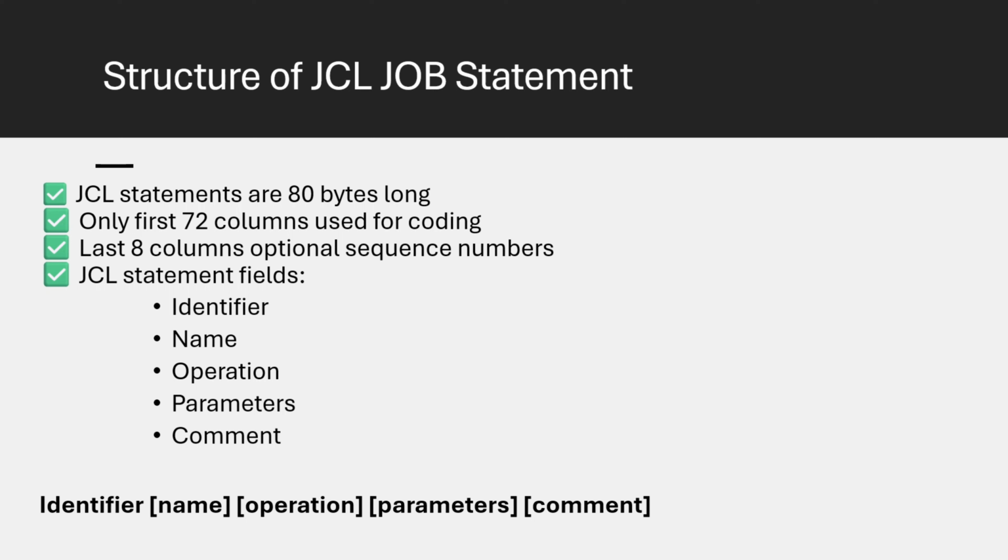Every JCL statement is 80 bytes long. Only the first 72 columns are used for coding. The last 8 columns can hold sequence numbers. The fields are identifier, name, operation, parameters, comment. So the format looks like identifier, name, operation, parameters, comment.